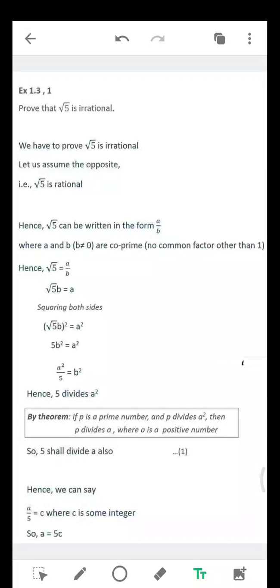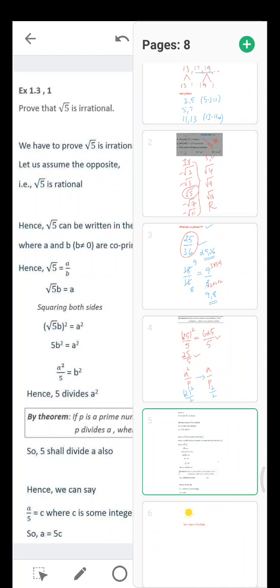So let's continue with the first question: prove that root 5 is irrational. We are going to prove this by the contradiction method, or indirect method. So let me tell you what the indirect method is.